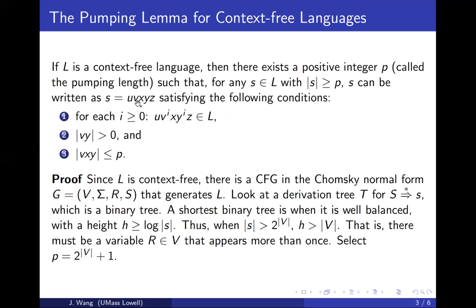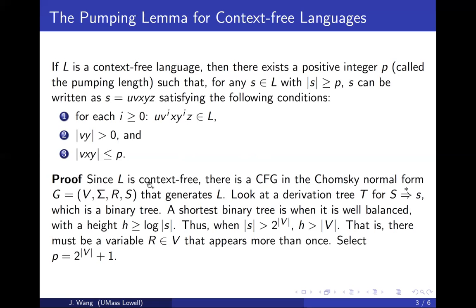And number two, V and Y, at least one of them is not empty, so that means the length of VY is greater than 0. And also the length of VXY is less than or equal to p. That means we find two variables that appear more than once. We find one variable that appears more than once as close as possible to the root. So then we can get the length of VXY is less than or equal to p. So here's a proof.